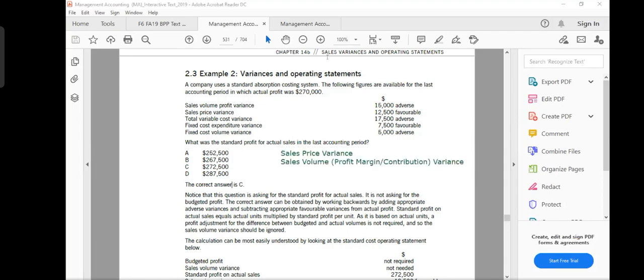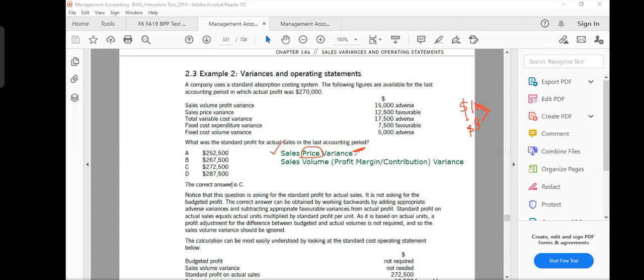So what is sales price variance first? Sales price variance is the difference which results because of the changes in the sales price. For example, if you give some discount, you thought that you would sell something for $10, but then you sold it for $9. So any difference between the budgeted and the actual results because of the changes in the sales price, that is called sales price variance.